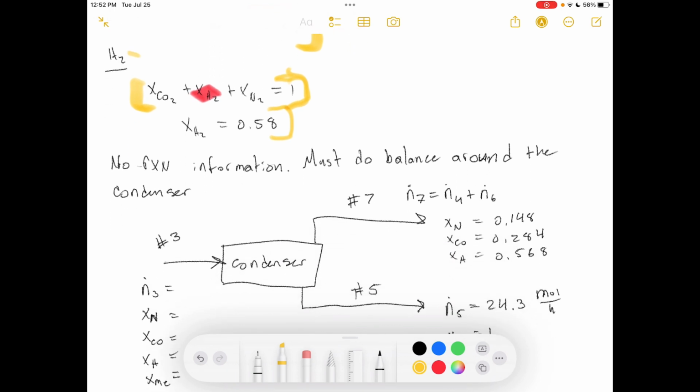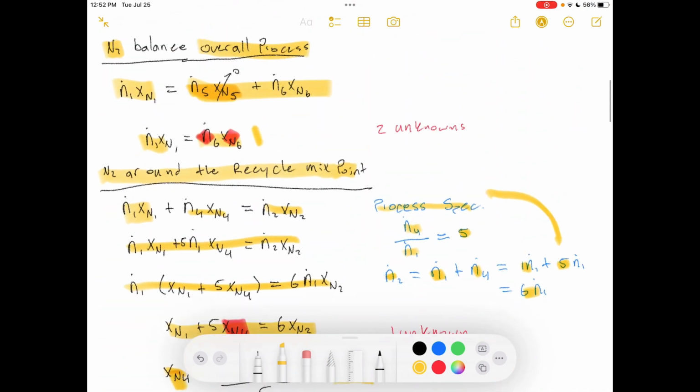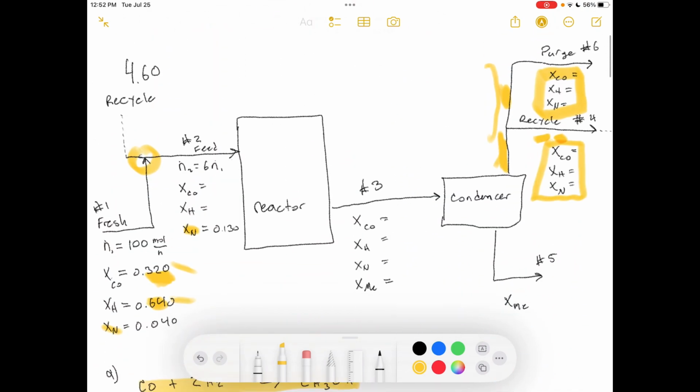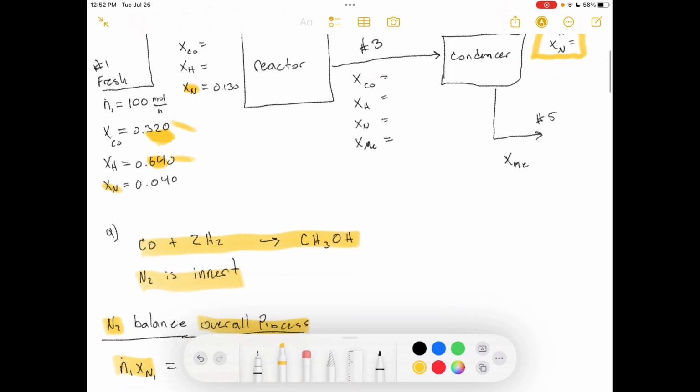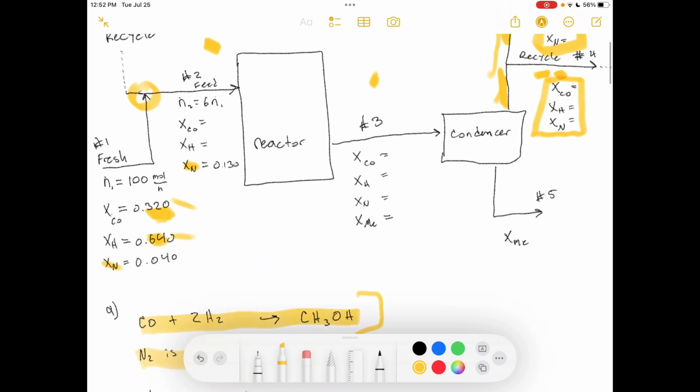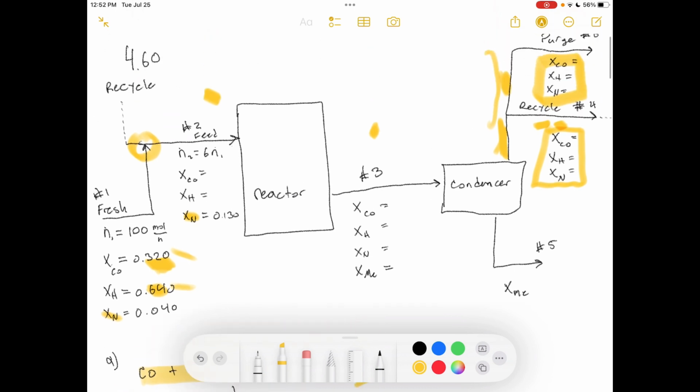So I was tempted to try and do a balance around the reactor because we have one stream going in, one stream going out, and we have a reaction equation, right? But we don't have enough information about the reactor to do a balance around the reactor. We don't have a reaction rate, we don't know the conversion. That's exactly what we're trying to solve for. What's the conversion, right? So we can't actually do a balance.